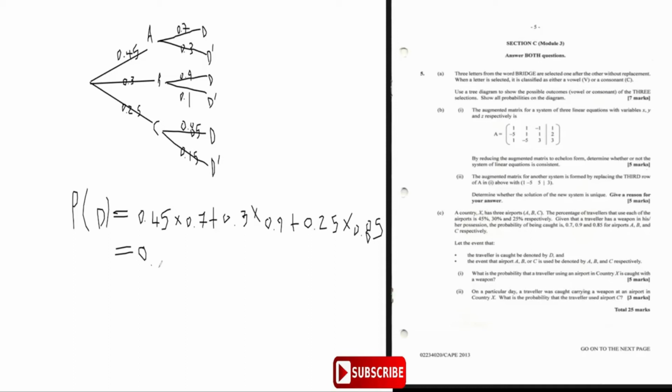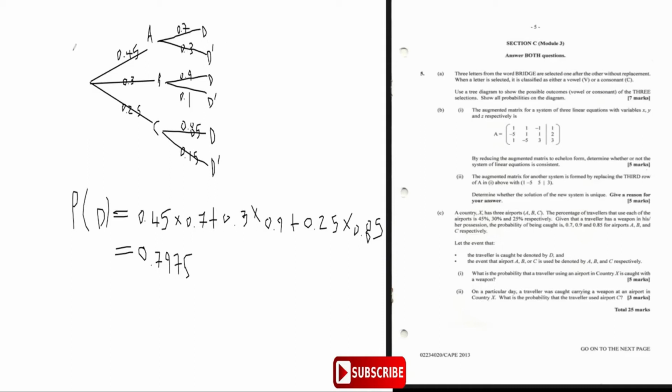There's a high probability of you getting caught, 0.975. Now let's say it didn't create a tree diagram.